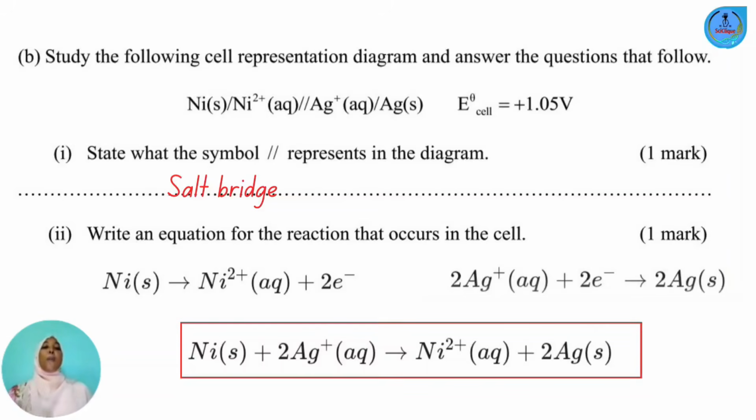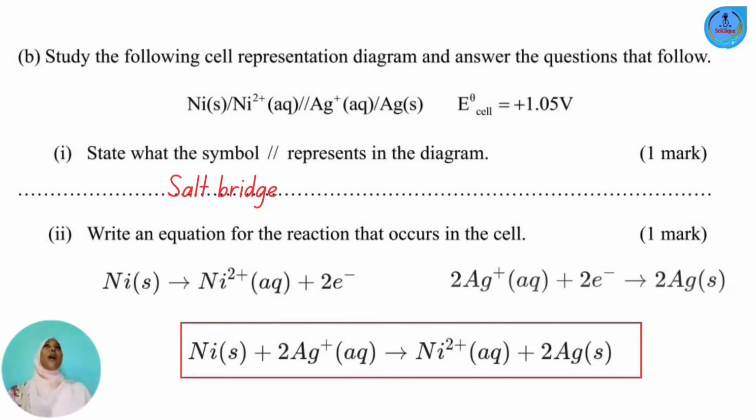Now, if we were to combine these two half equations, we are going to get the following. Now, I want you to know this. Whatever is on the left side of the equation represents the reactants. So if you look at our half equation on nickel, nickel is on the left side of the equation. So the nickel, the one that is in solid state, represents a reactant.